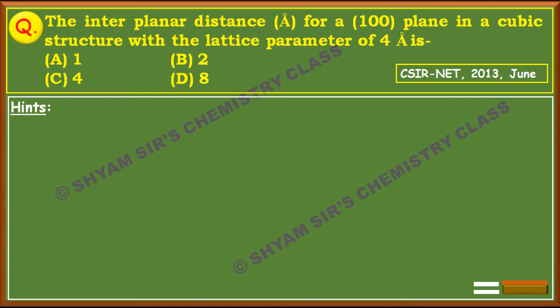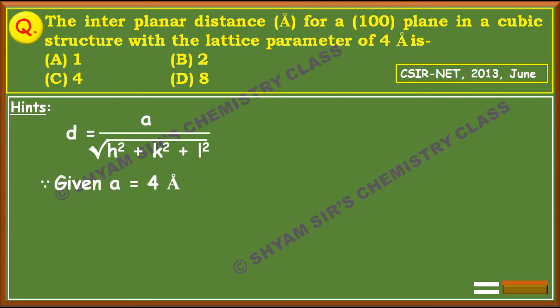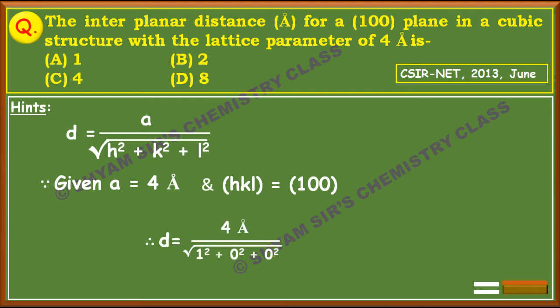As you know, d is equal to a by root over of h square plus k square plus l square. a is given, that is 4 angstrom, and hkl is 100. So as simple as it is, you just put the value of a as 4 angstrom and the value of hkl, that is root over of 1 square plus 0 square plus 0 square. So you will automatically get the d value as 4 angstrom. So see, option C is given as 4 angstrom. So here option C will be the correct answer, that is 4 angstrom.